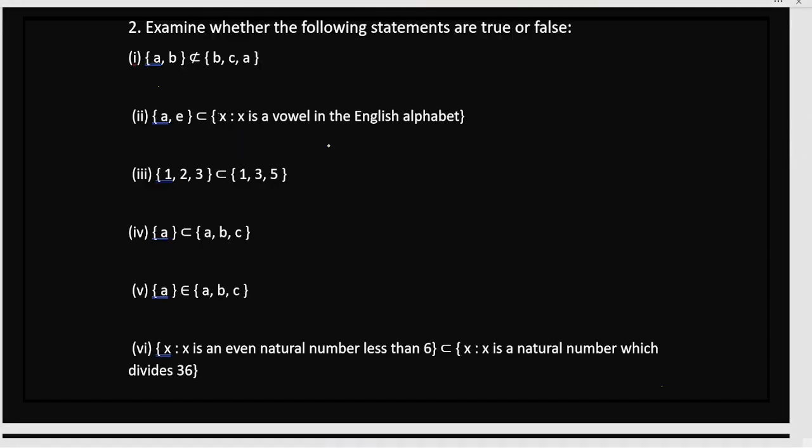So second question, examine whether the following statements are true or false. {a, b} is not a subset of {b, c, a}. c, b and c, a and b are present in the second set also. So this is a subset of the second set. So the statement is false.